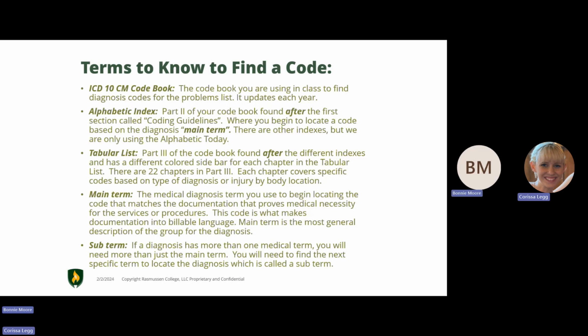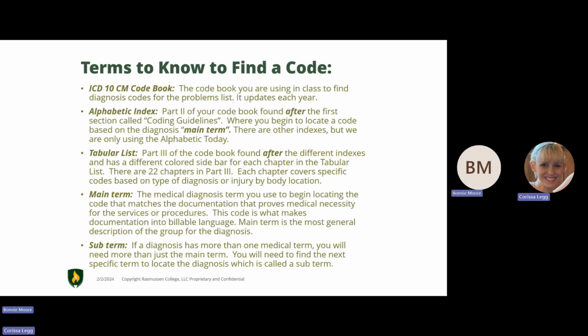Then after you've found what we call the directive code, you take that directive code from the alphabetic and go find it in what's called the tabular list. That's part 3 of a code book, found after all the different indexes. In most code books, there's a colored bar on the side of each page, color coordinated by chapters. On the tabular list, you're going to see 22 chapters.